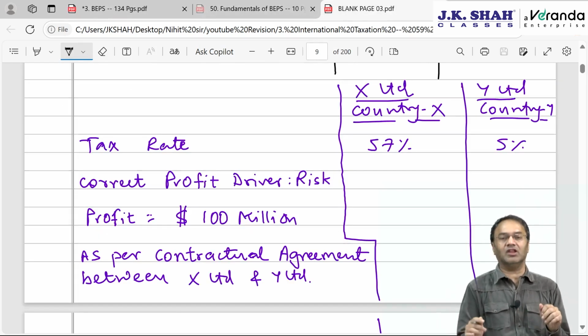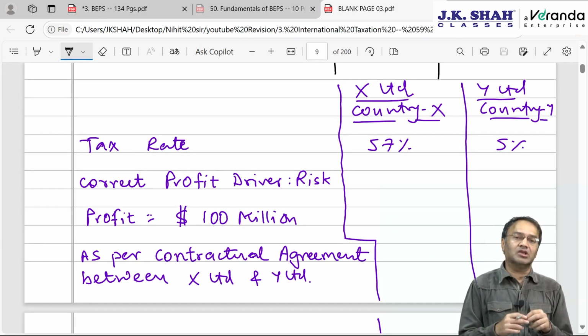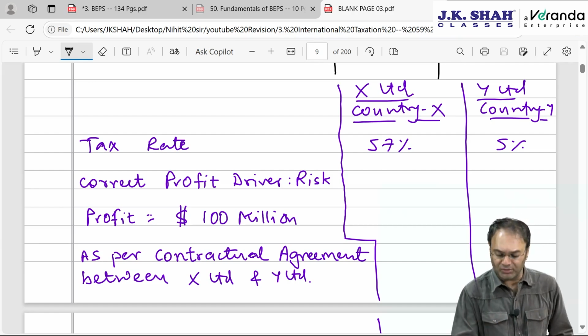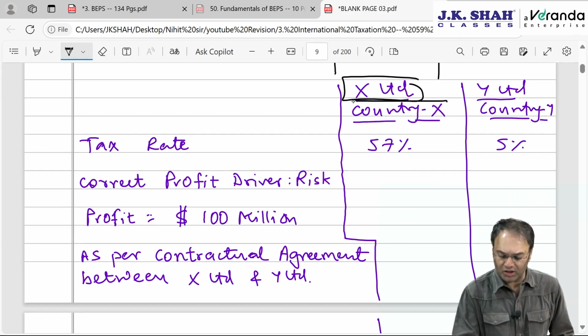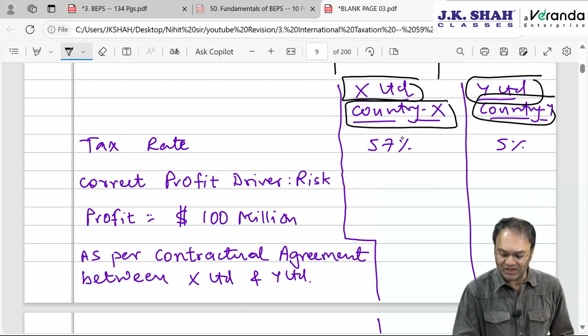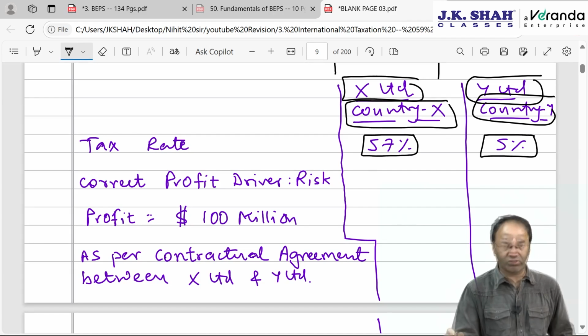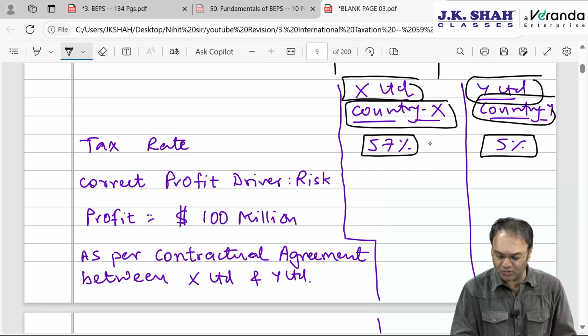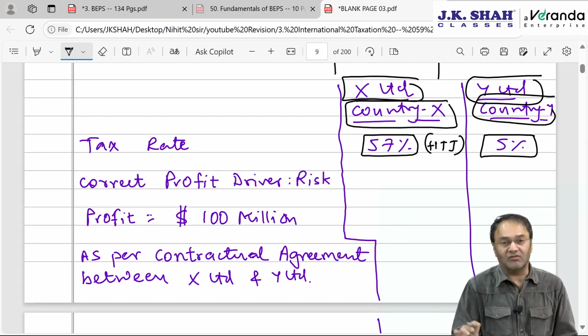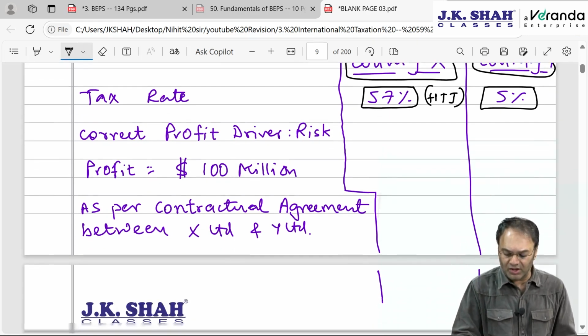Let's try to understand with the help of one example. X Limited and Y Limited, two companies. X Limited is located in country X, Y Limited is located in country Y. Tax rate in country X is 57%, tax rate in country Y is 5%. So that means country X is a high tax jurisdiction, HTJ, and Y Limited located in country Y is a low tax jurisdiction, LTJ.